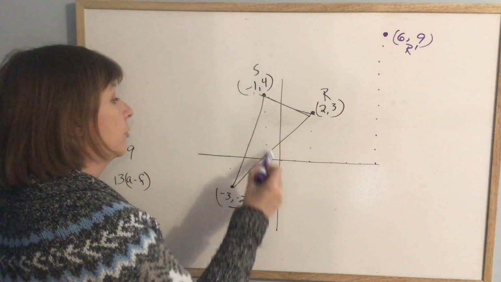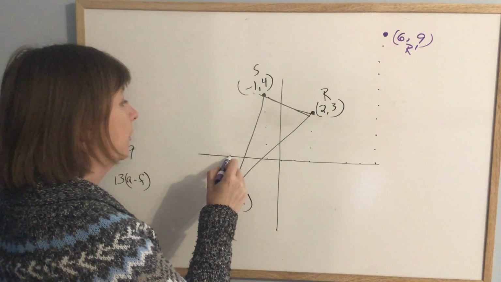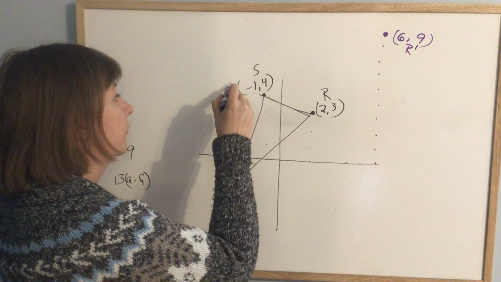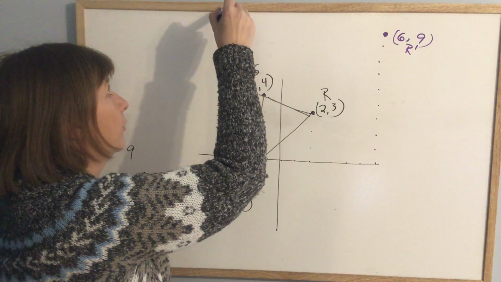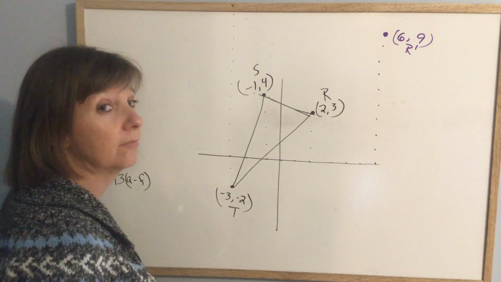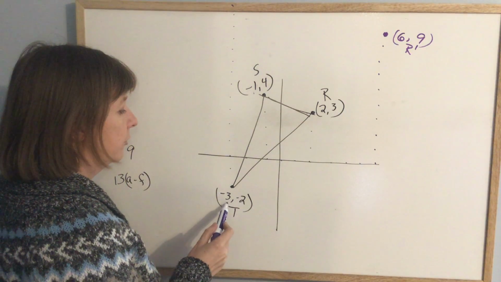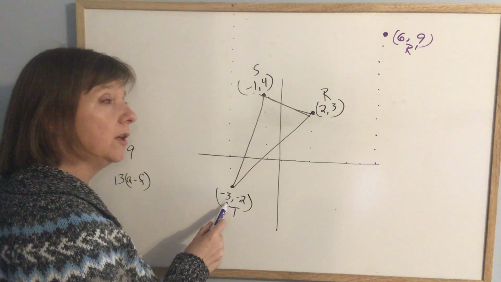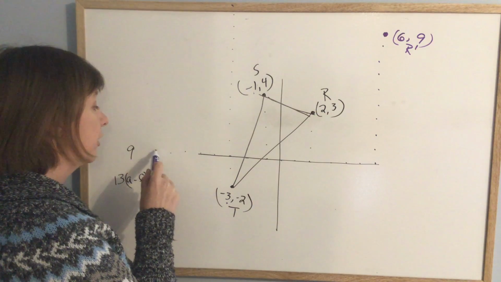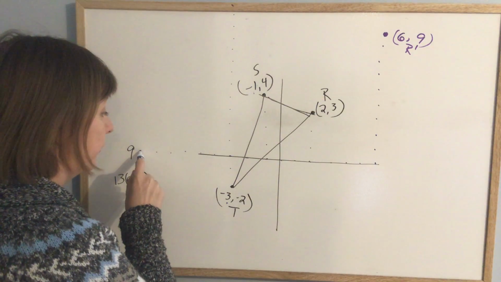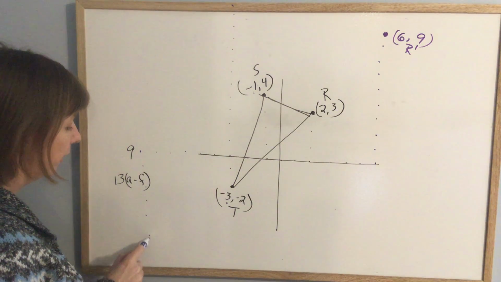Negative 1 times 3 is negative 3. And 4 times 3 is 12. So negative 3 and 12. So like up here, I'm sure. All right. And negative 3 and negative 2. Negative 3 times 3 would be negative 9. And negative 2 times 3 is negative 6. So negative 9 and negative 6.